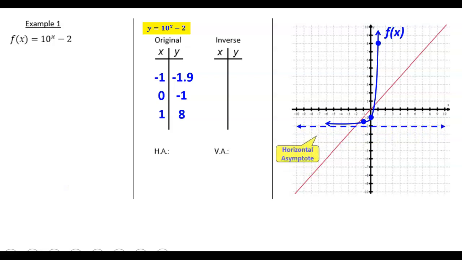So go ahead and draw that dashed line at negative 2. When you draw your graph, make sure it's not crossing that line. That's your horizontal asymptote. Now, for your horizontal asymptote, you've got to write it as y equals for that horizontal line. Always y equals for a horizontal line. Cool. And please don't forget to draw the dashed line at negative 2.